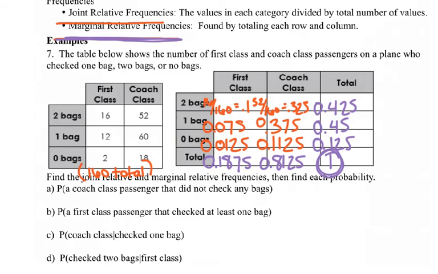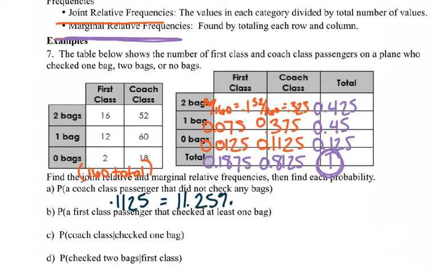Okay, so probability A, I want a coach class passenger that did not check any bags. So coach that says no bags, you can just read the table, 0.1125. And then this can also be changed to a percentage. So remember, you move the decimal place over twice.